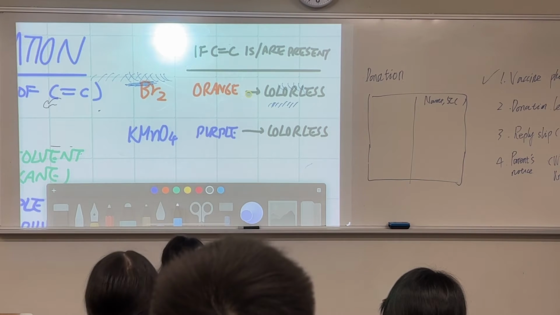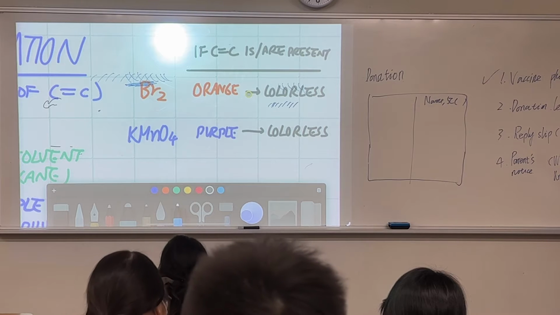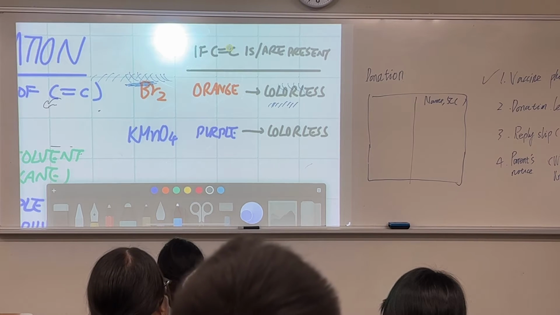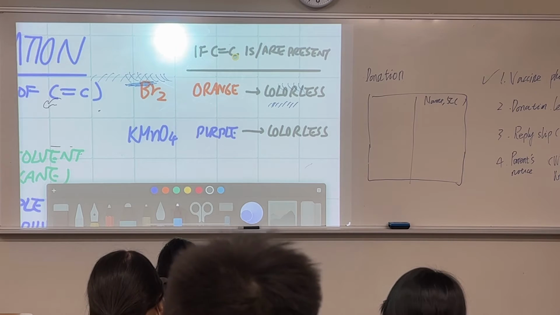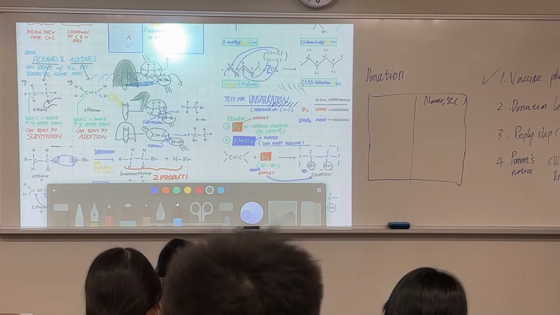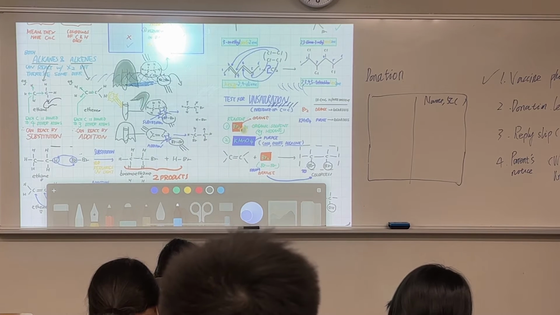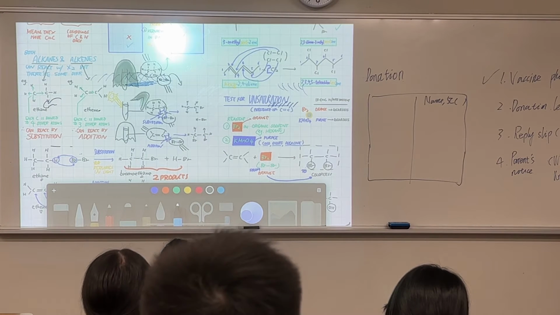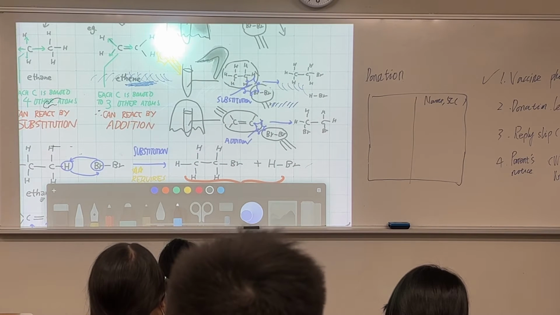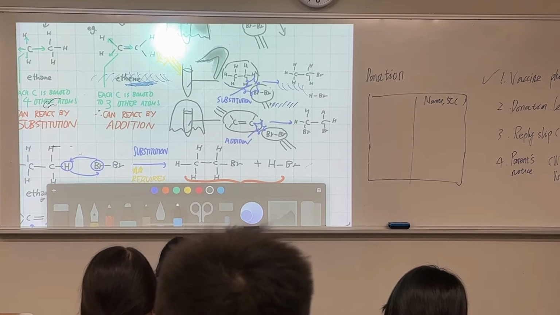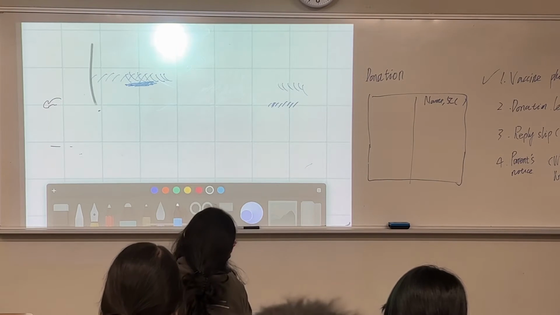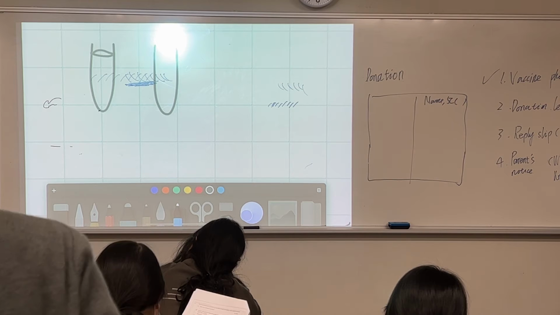Is that clear? So when you add bromine into a substance and it stays orange, then you can conclude that it does not have CC double bond. But then there's a catch. You must make sure that you are doing this test in the absence of UV light. Why is that? Because in the presence of UV light, even the alkane can react by substitution. So to help you see what I'm talking about here, I have three different substances.